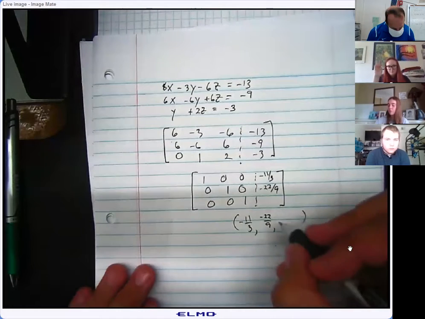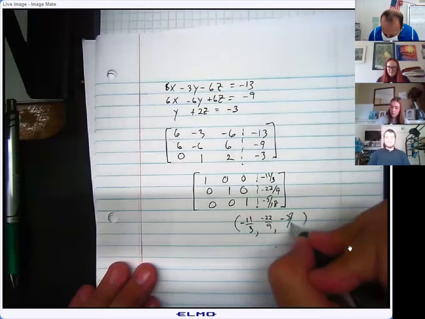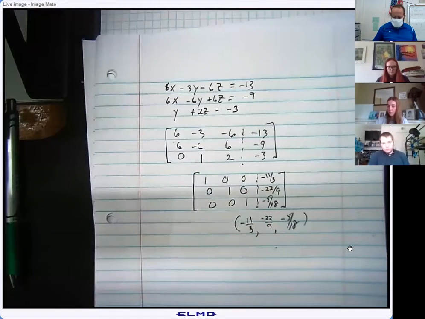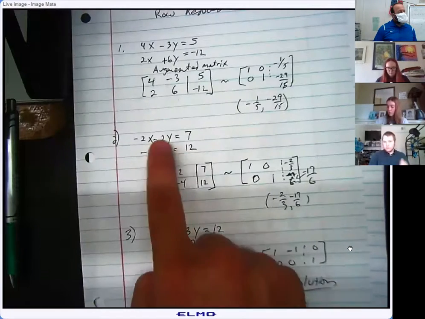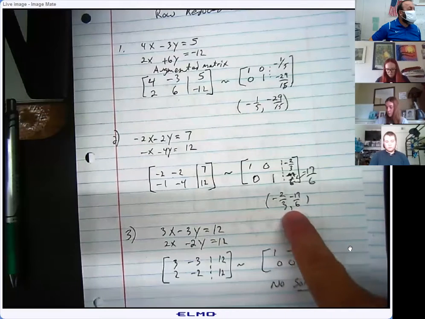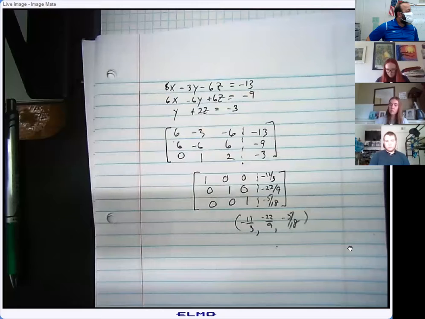So negative 5/18 it is, there you go. So, little question. Do you guys even know what this means? This is two lines that cross at that point. What is this? It's not three lines. It's three planes.